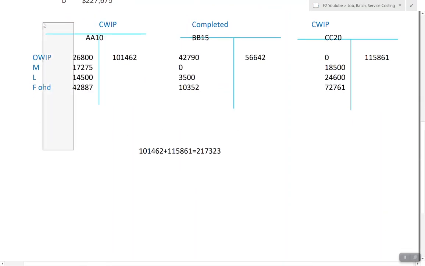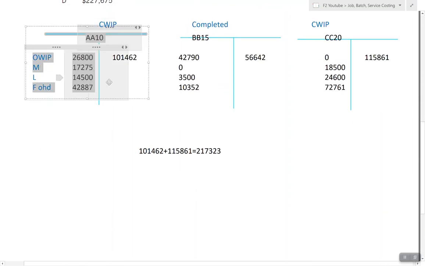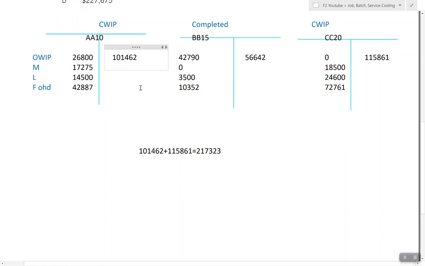Remember, everything that is input is written here. Everything that is output is written here. Sometimes it is told in a question that this much material, for example, 17,000 material was transferred to the job, but 7,000 was taken back. So then you have to credit that 7,000.